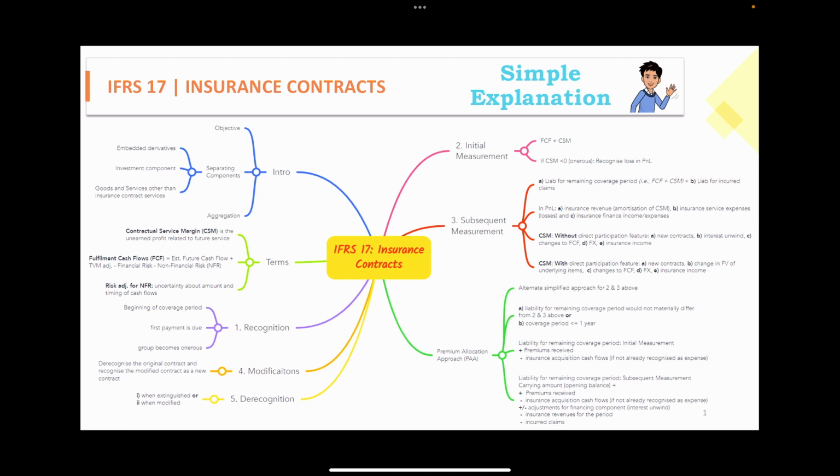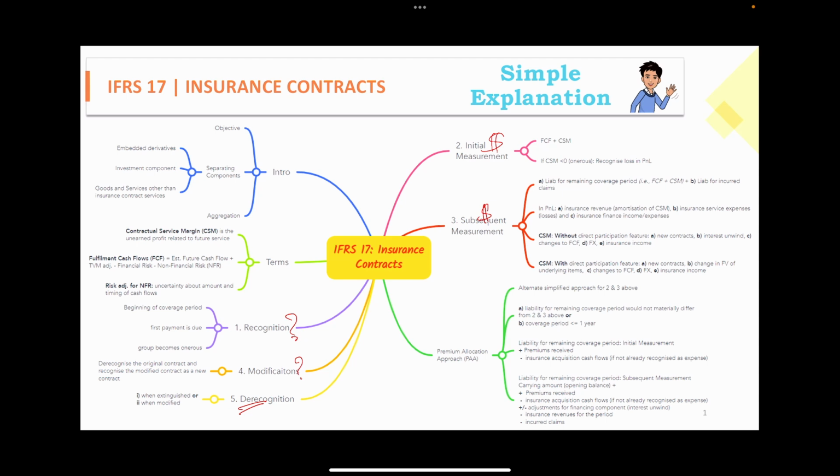IFRS 17, similar to other standards that speak about assets or liabilities, follows a very similar framework. It starts with when to recognize a particular asset or liability, what should be the initial measurement value, how will the changes to this initial measurement be treated in each subsequent reporting period. Eventually, if there are any modifications, what will happen to the contract and when to de-recognize a particular asset or liability, in this case, an insurance contract.